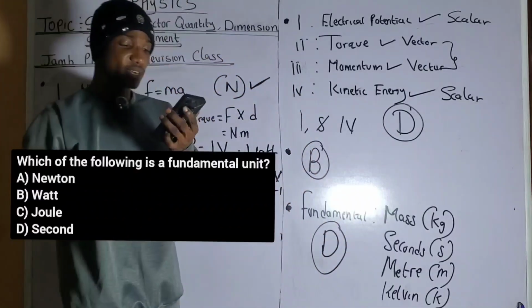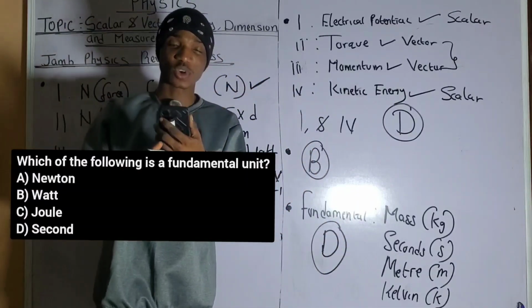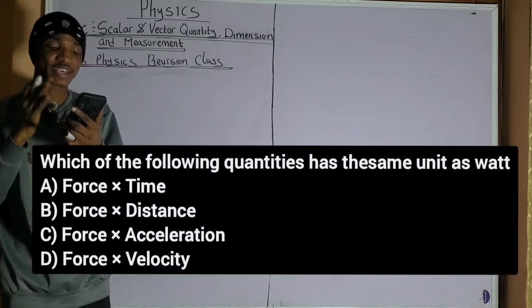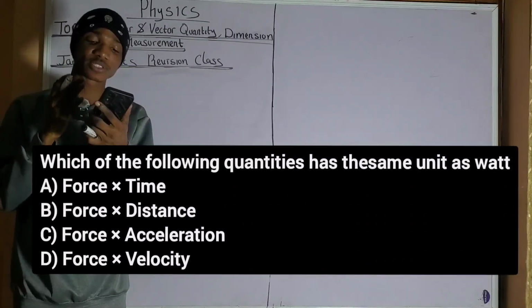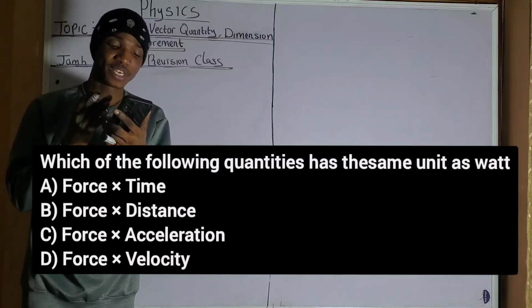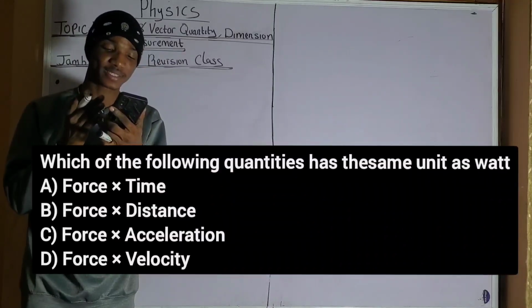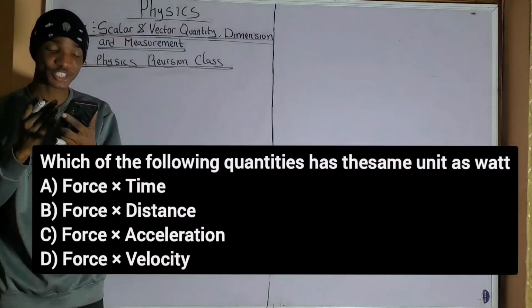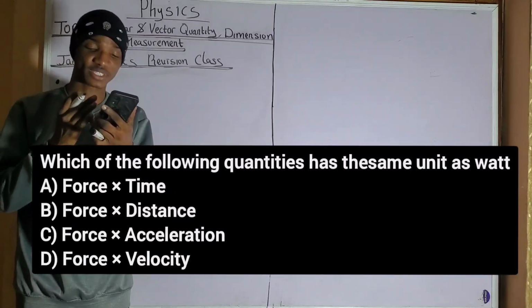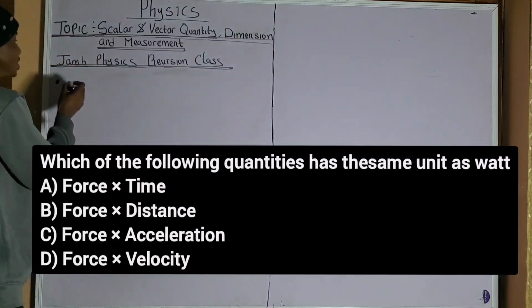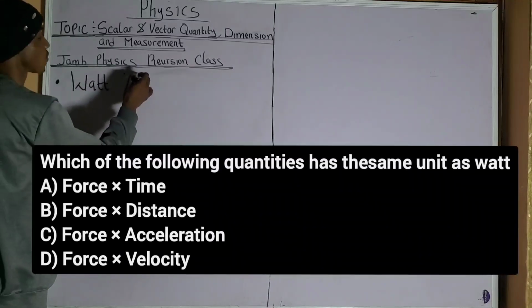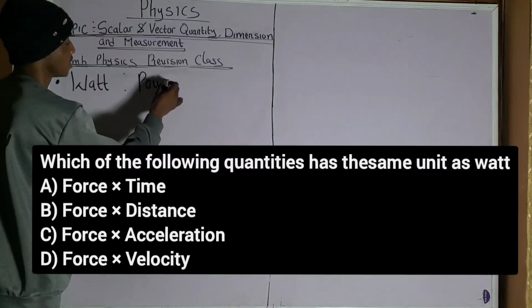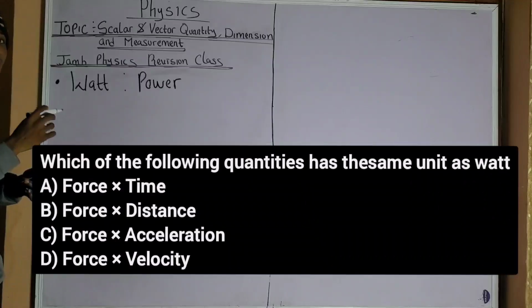Do you understand? Okay, let us look at the next question. Which of the following quantities has the same unit as power? A, force times time. B, force times distance. C, force times acceleration. D, force times velocity. Okay. Now, what is the unit for power? Do you understand?